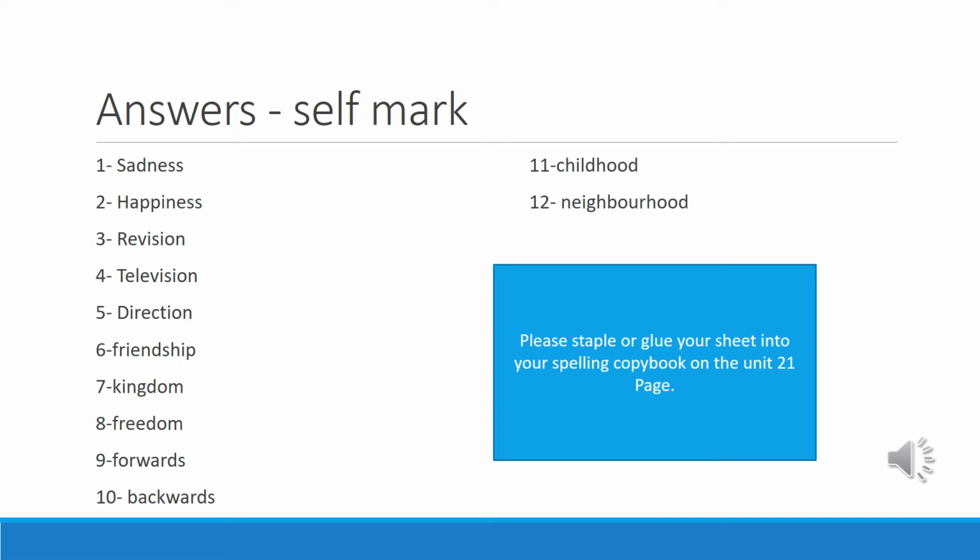Once you're done, please staple or glue your sheet into your spelling copybook on the Unit 21 page, just like how your teacher was doing. Once you're done, please take a picture and send it to your teacher via email.